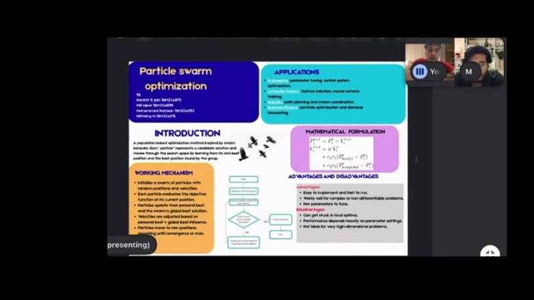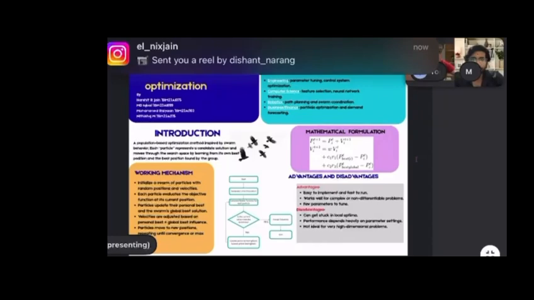Today our topic is particle swarm optimization, a population-based optimization method inspired by swarm behavior. Each particle represents a candidate solution and moves through the search space by learning from its own best position and the best position found by the group.